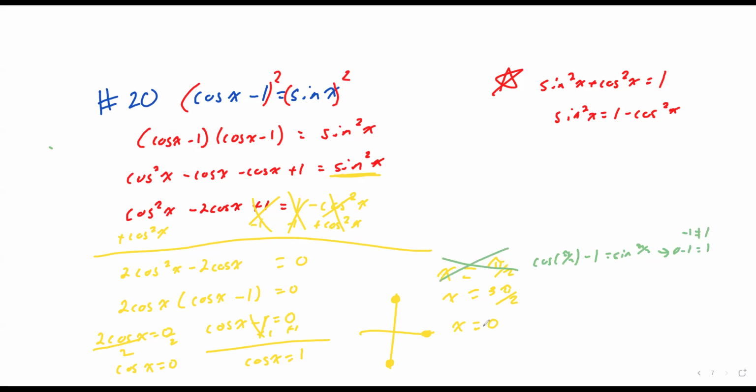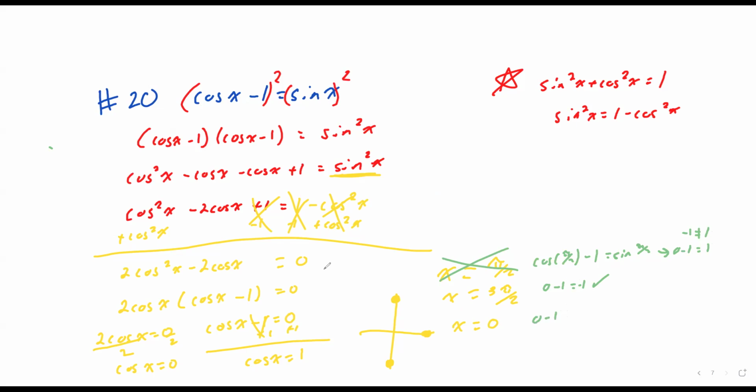So we do need to check our answers. This is just the first situation where that actually really came into play. For 3 pi halves, I can see that that would just be 0 minus 1 equals negative 1, which does work. And then 0 would give me 0 minus 1.